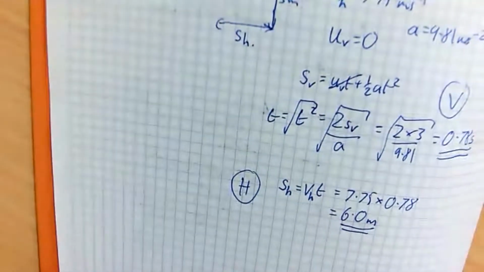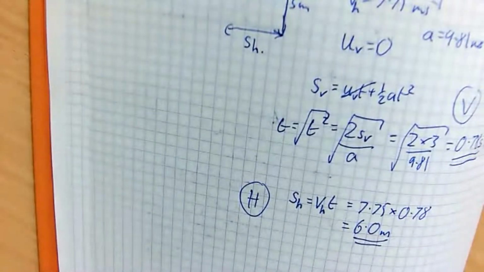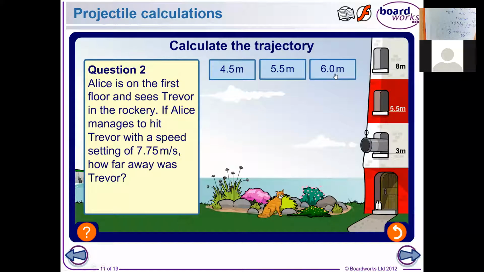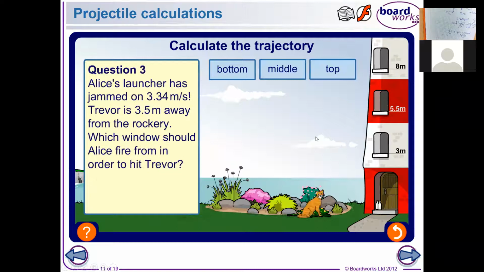Let's see if we've got that right, and if we haven't, we can always unpick it. So here we are, 6.0 meters. Yep, spot on. So that's the simple way of doing it. Let's do one more.